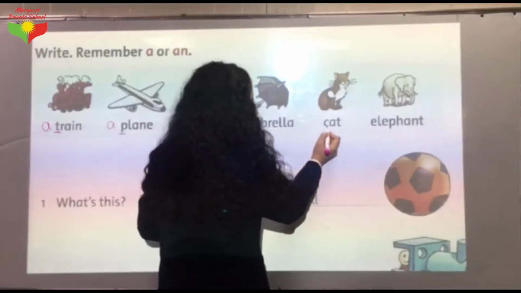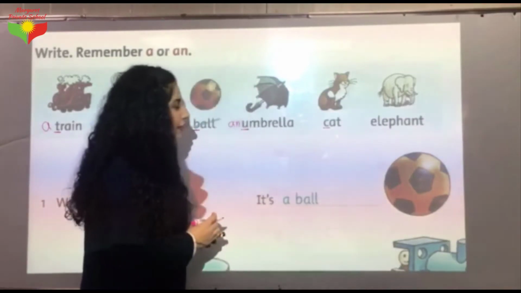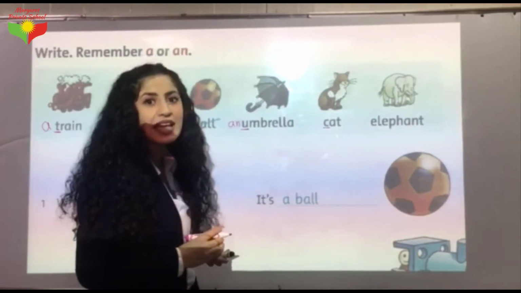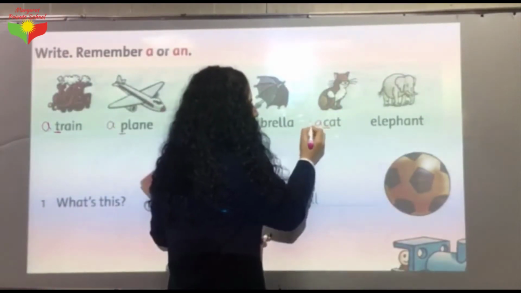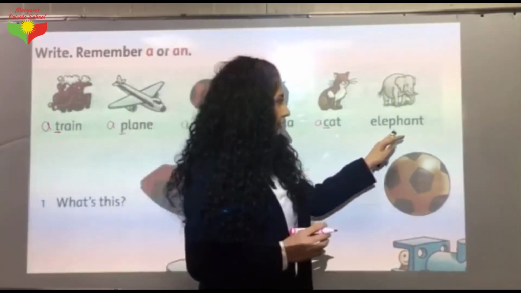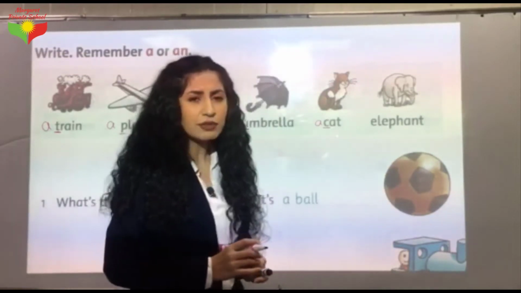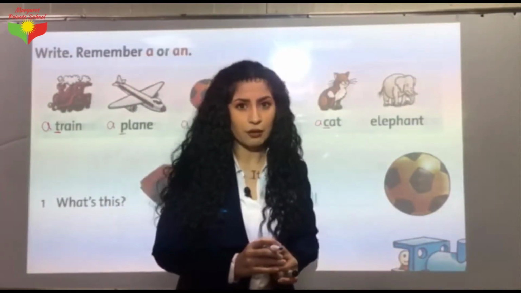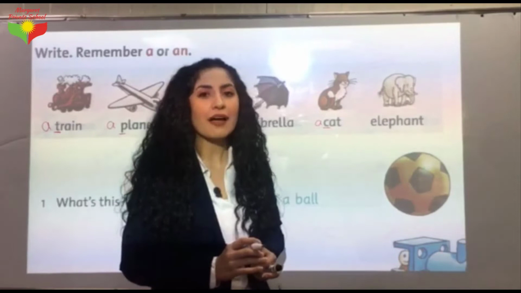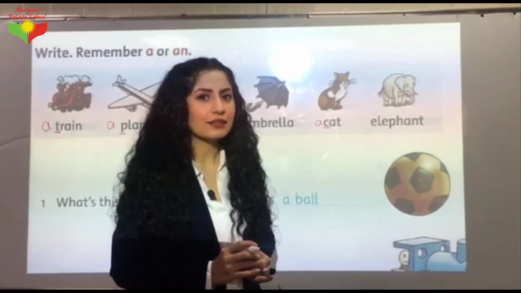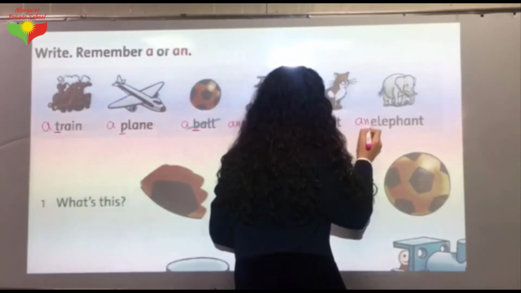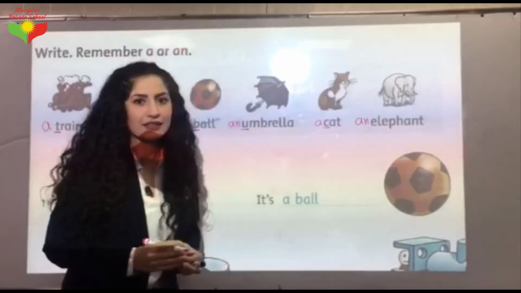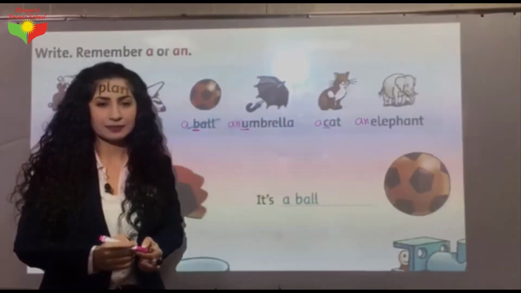Okay. Look at here. Cat. It starts with C. So we have to say a cat. A cat. What about elephant? Elephant. Can we say a elephant? No. They fight together. We have to say an elephant. An elephant. Okay. Now you can write it down.